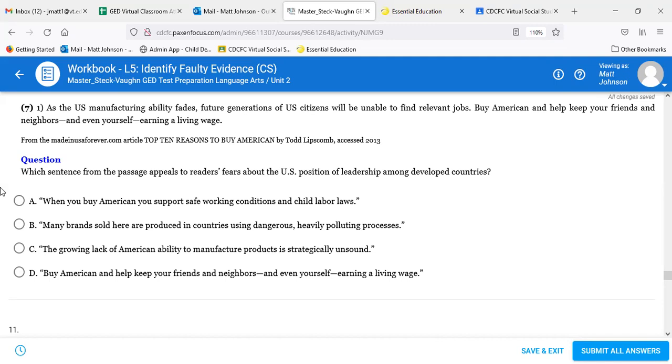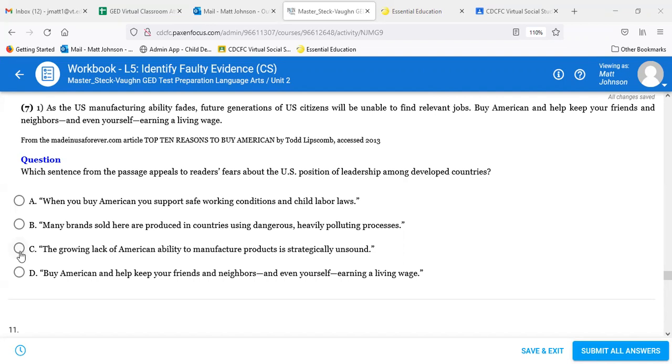Which sentence from the passage appeals to readers' fears about the U.S. position of leadership among developed countries? A, when you buy American, you support safe working conditions and child labor laws. B, many brands sold here are produced in countries using dangerous, heavily polluting processes. C, the growing lack of American ability to manufacture products is strategically unsound. Or D, buy American and help keep your friends and neighbors and even yourself earning a living wage. D.